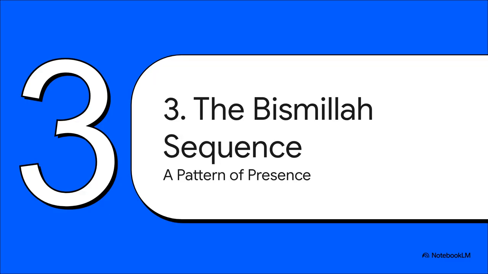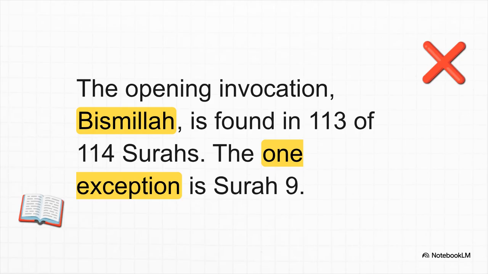Now let's see how this web starts to build, but with a totally different kind of pattern. This one isn't based on addition, but on the presence or absence of a very specific recurring phrase. The Bismillah is the invocation that kicks off 113 of the Quran's 114 chapters. Its absence from just one chapter, the 9th one, at-Tawbah, is a really unique and well-known feature of the text, and it turns out it's central to the next piece of this numerical puzzle.